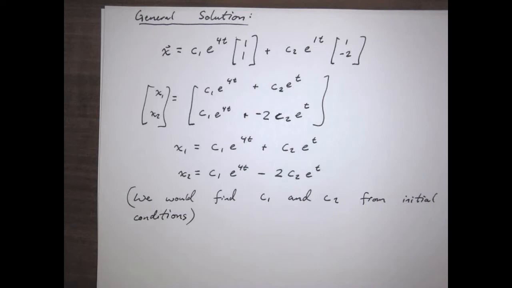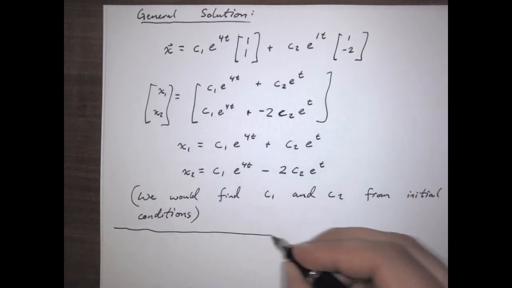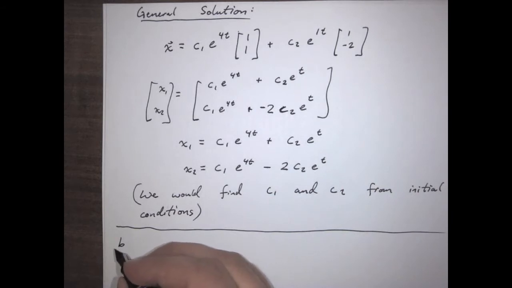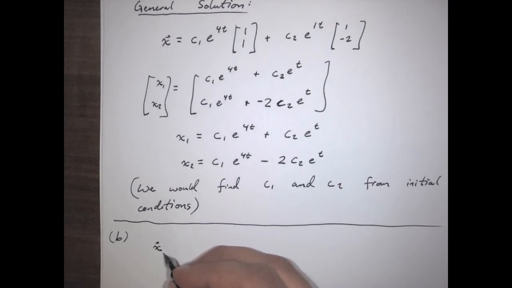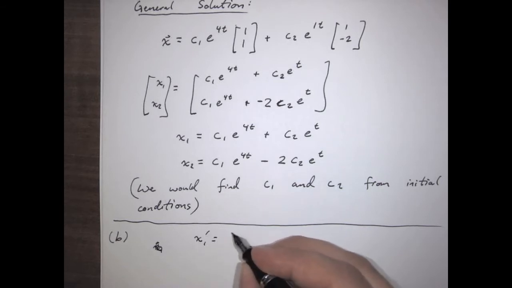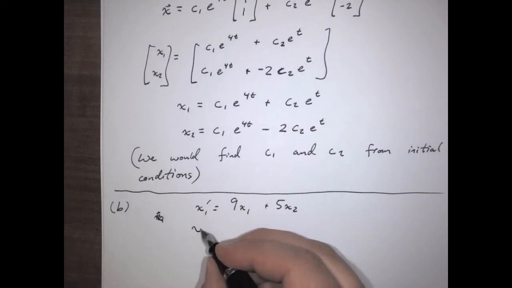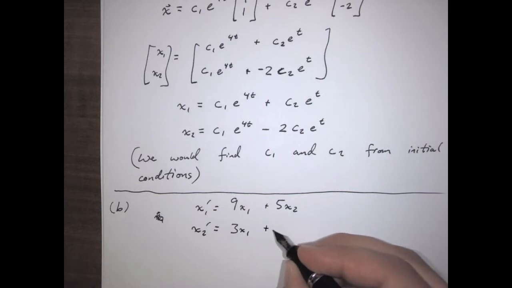All right. Let's try that one more time. So that was example A. Now, for example B, we're going to go again, but this time x1 prime will be 9x1 plus 5x2, and x2 prime will equal 3x1 plus x2.